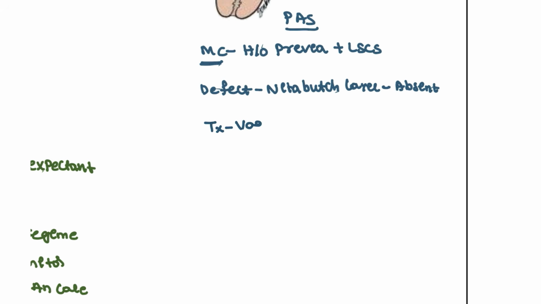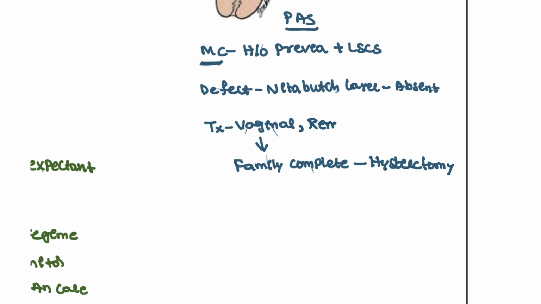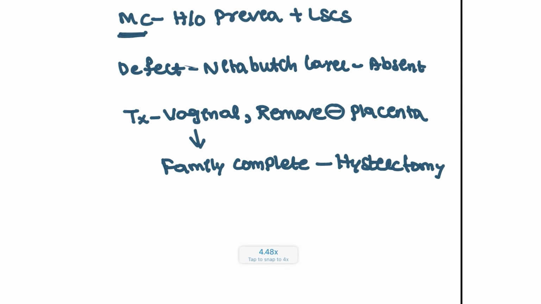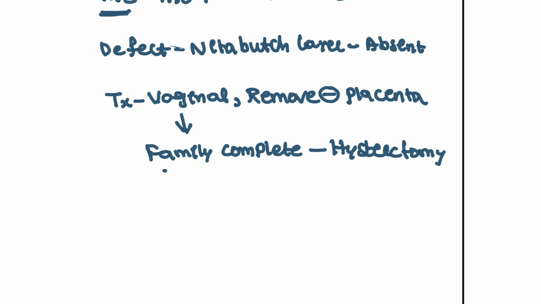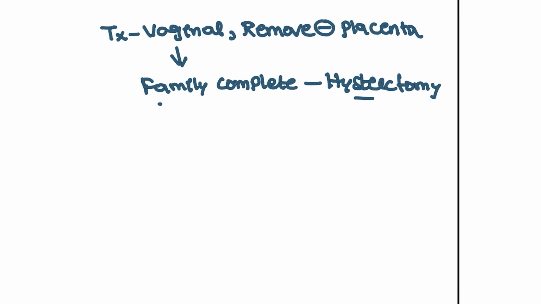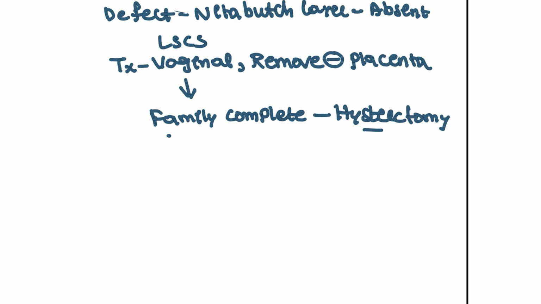If the patient is stable, you can go for vaginal delivery, and post vaginal delivery, if the family is complete, then we have to go for the hysterectomy. Don't remove the placenta. Removal of the placenta is contraindicated. It could be catastrophic. If the family is complete, go for the hysterectomy of the patient. That is the best treatment. Even after the LSCS also, you should not be removing the placenta. Just if the patient has a complete family, then we can go for the hysterectomy.